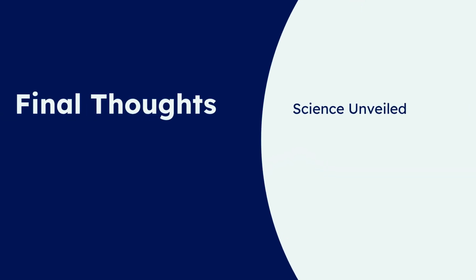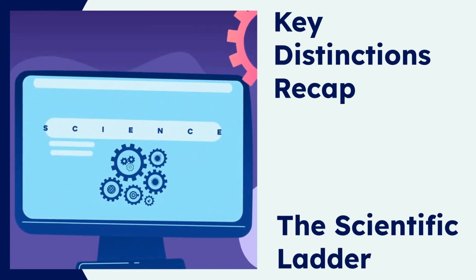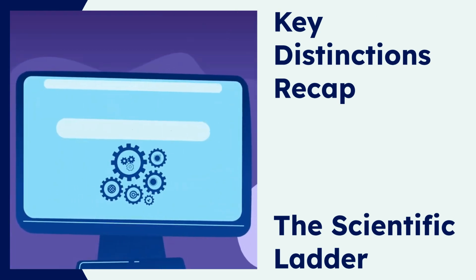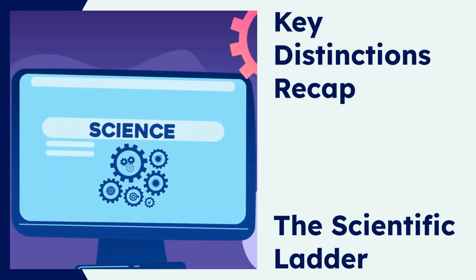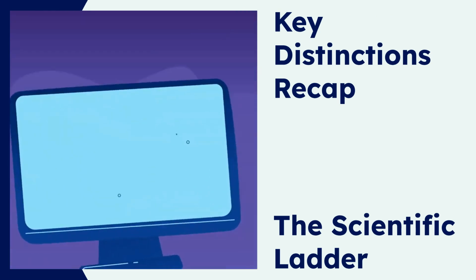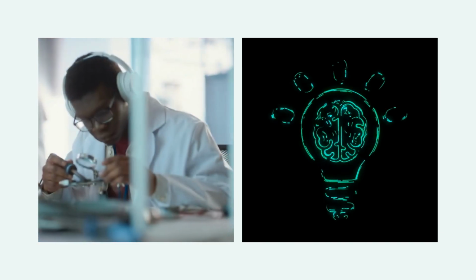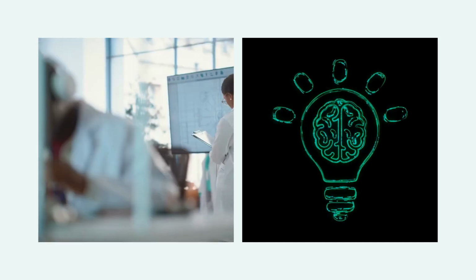In summary, understanding the distinctions between hypothesis, theory, and law is essential for anyone wanting to truly grasp the nature of science. A hypothesis is a testable idea. A theory is a well-supported explanation. A law is a description of an observed phenomenon. Each plays a critical role in building our scientific knowledge. Science is a continuous journey of discovery, building on observations, tests, and explanations. By appreciating these terms, you're better equipped to navigate the fascinating world of scientific inquiry.